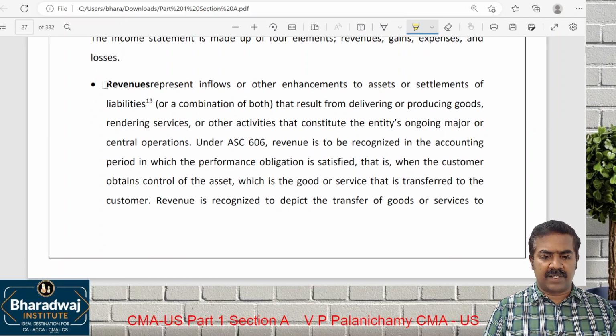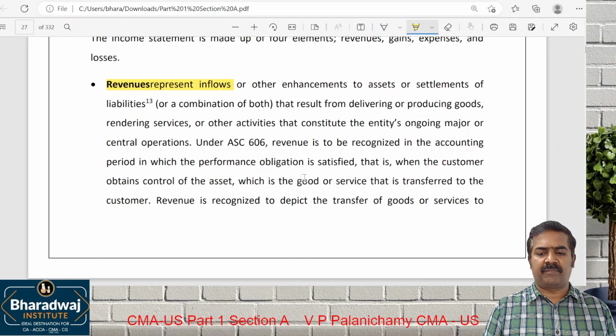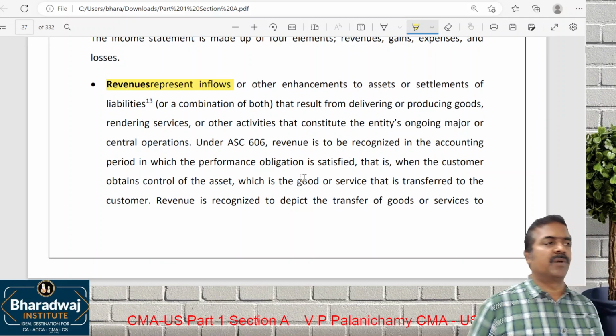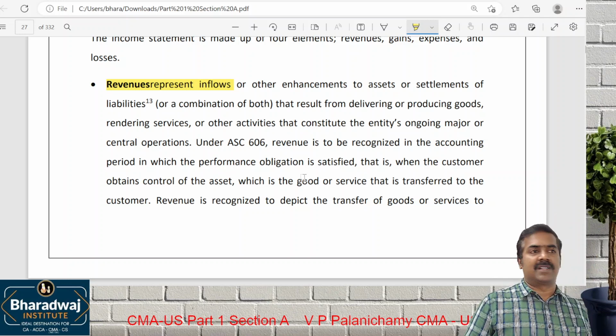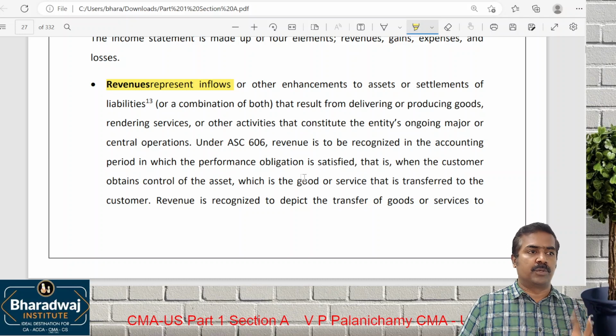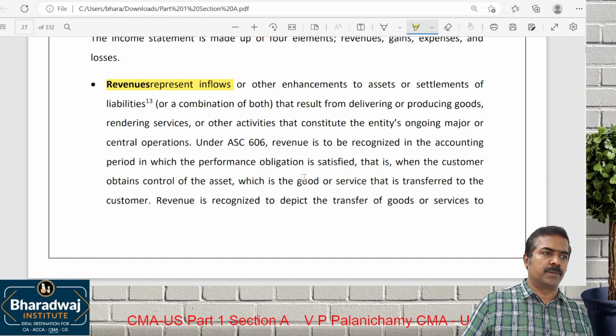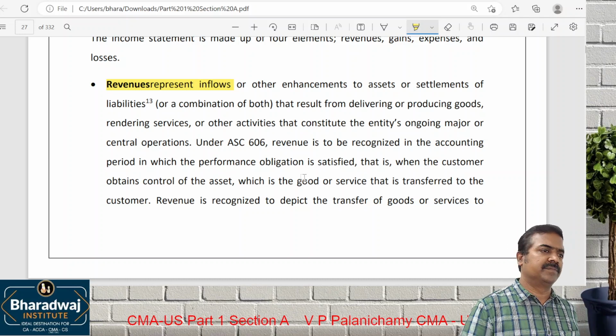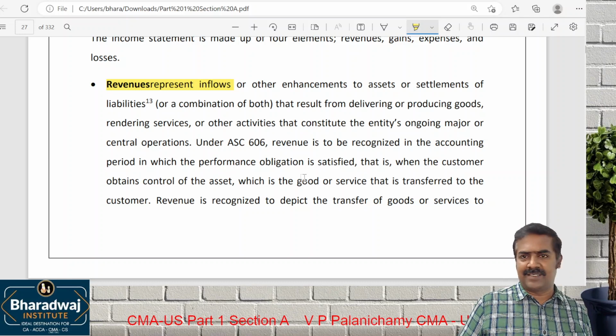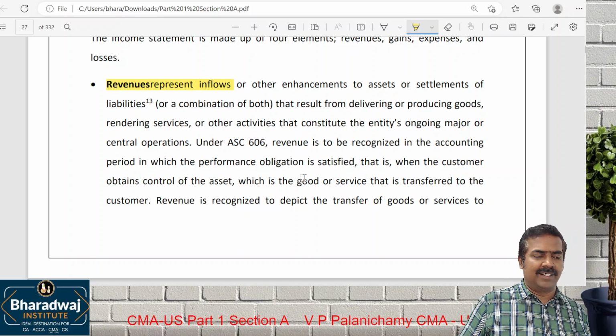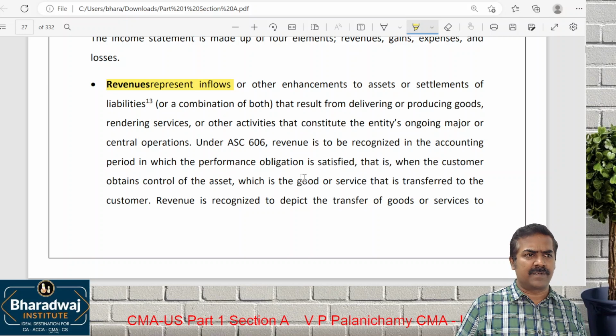I have explained this already. What do you mean by revenue? Revenue is nothing but what? It is from your main business activity. For example, let us assume you are running a textile showroom, a multi-branded textile showroom. What all will be your revenue? Sale of products, credit sale of products, sale of all types of dress materials.